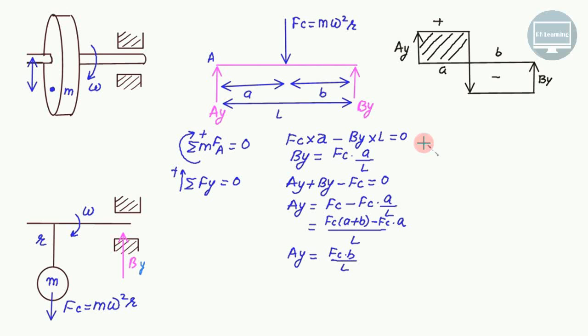If we have the shear force, naturally we have a bending moment also. The shear force diagram is made of rectangles, and the bending moment diagram is always a triangle. This one is a positive value, so it will rise and then fall. Can we find out the maximum height? The maximum height will be equal to Ay multiplied by A. If you put the value of Ay back, you will get Fc into A into B divided by L. And you get the same value from this side also, so do not bother about this one.